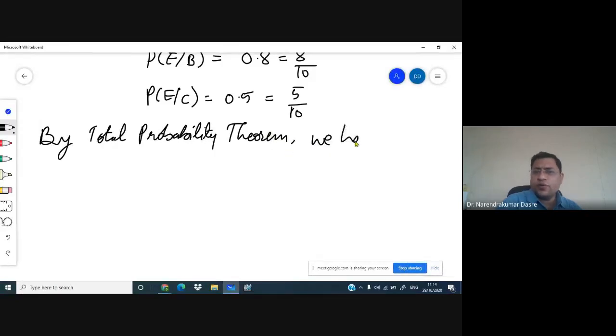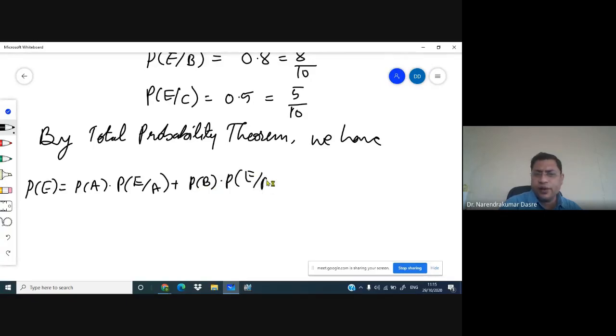Okay. So what we get is, the bill is introduced by A. That means the probability of A and the bill is introduced by A, plus the probability of B and the bill is introduced by B, plus the probability of C and the bill is introduced by C.